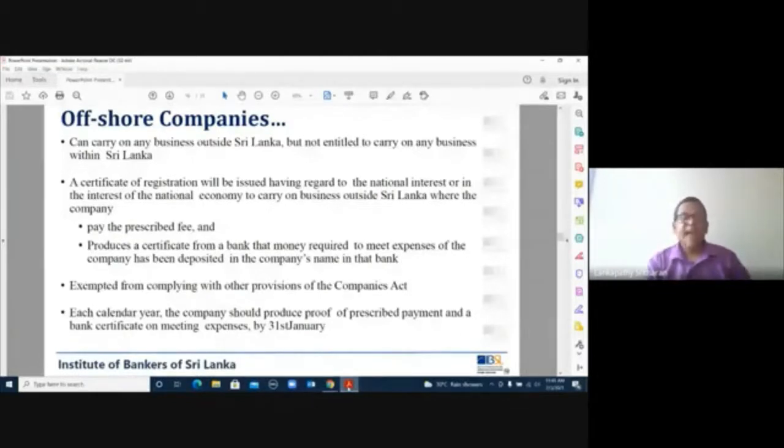And there is exemption from complying with the other provisions of the Companies Act. Each calendar year, the company should produce proof of the prescribed payment and the bank certificate on meeting expenses by 31st January. Actually, you may ask why they can't carry on business in Sri Lanka, why they incorporate in foreign countries and just keep the office here. Of course, it is for some tax purposes and so on. It is some sort of way these types of offshore companies operate.